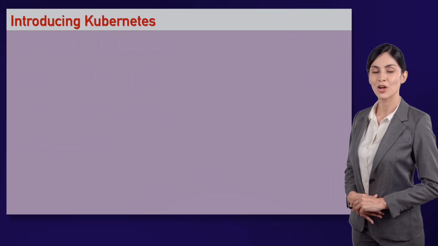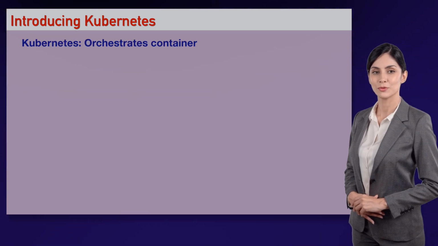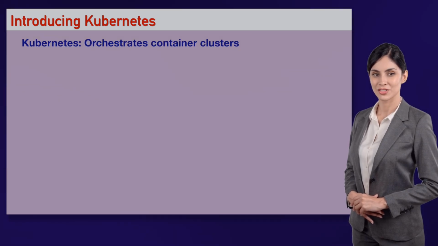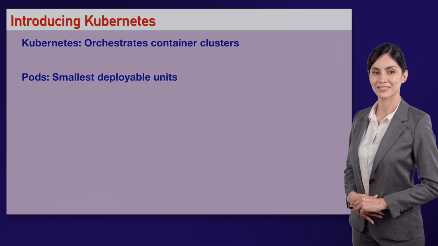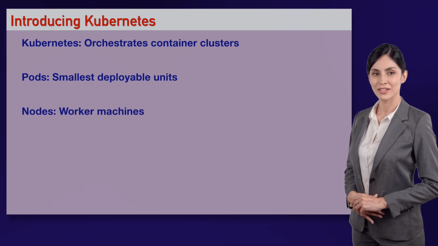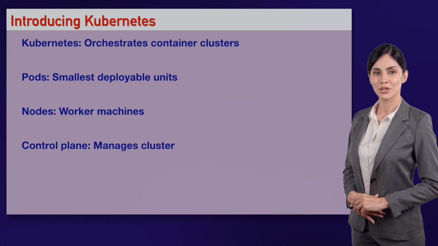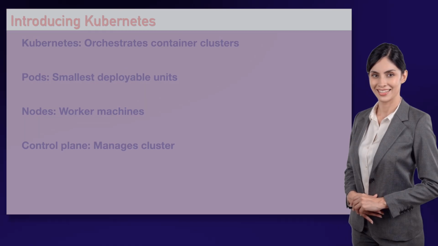Introducing Kubernetes, an open source platform for automating deployment, scaling, and operations of containerized applications across clusters. Pods are the smallest units, grouping containers that share storage and network. Nodes are worker machines running pods. The control plane manages the cluster, scheduling, and healing.